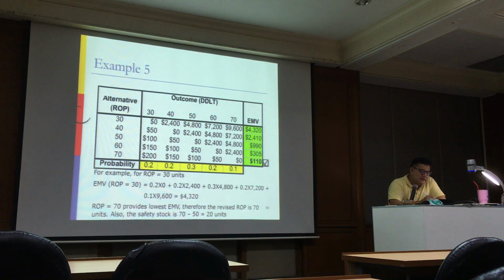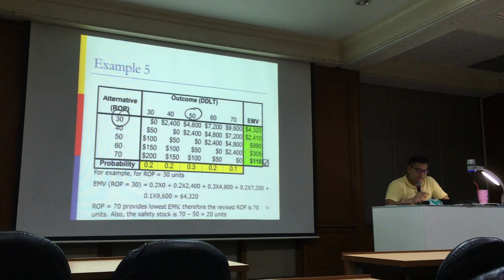Okay, real point 30 and you have the demand 50, right? Demand more than the order point, right? You have stock out cost because you are short 20. Stock out cost is 40 per stock out. You have short 20 units, so you're using 20 multiplied with 40, right?